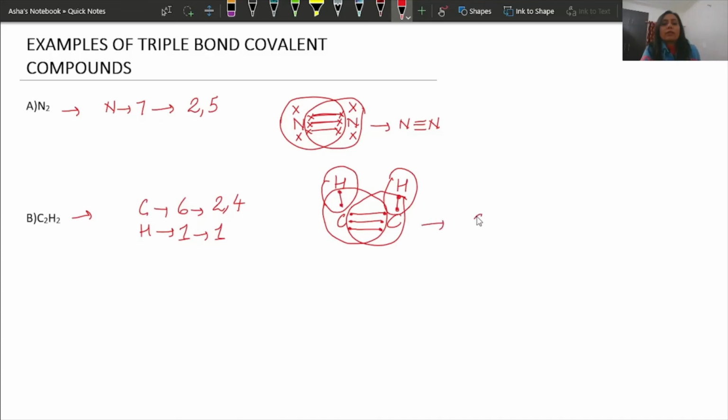So it can be written as carbon, carbon triple bond, carbon hydrogen single bond. So this is an example of single and triple bond. With this I will end this session. Hopefully you will be able to understand the different types of covalent bonds and how we draw these structures. So let us meet in the next session to understand more about carbon and its compounds.